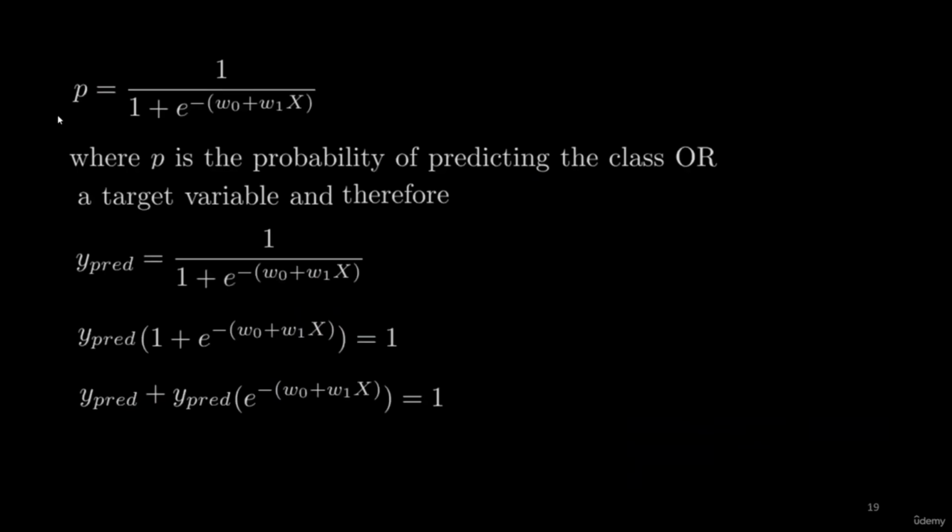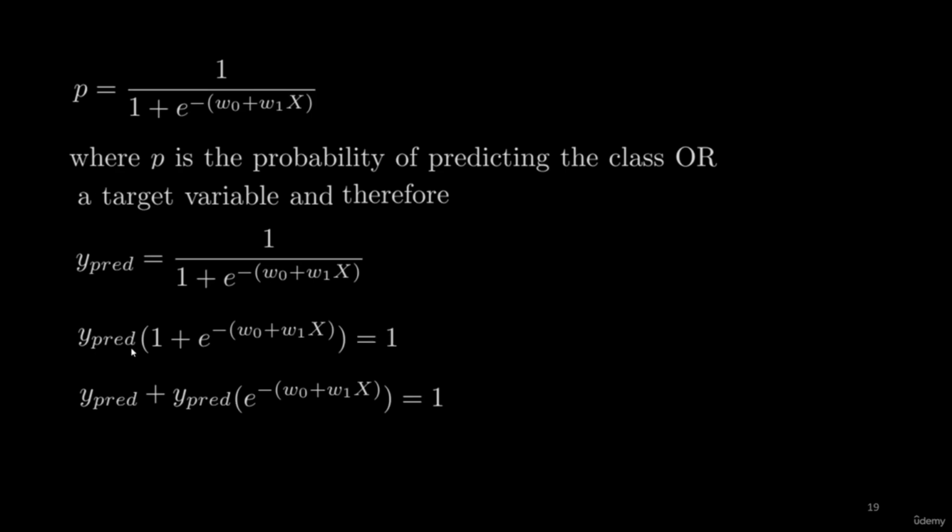Here P represents the probability of predicting the class or target variable. Since this is the probability of the prediction, I can replace this P by ypred, that is, the label predicted by the logistic regression model. Now I am going to perform a few mathematical steps. I am moving this denominator from the right side of the equation to the left. So after this, there is only 1 left on the right side of the equation.